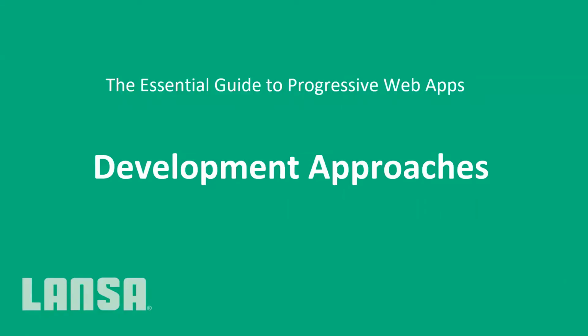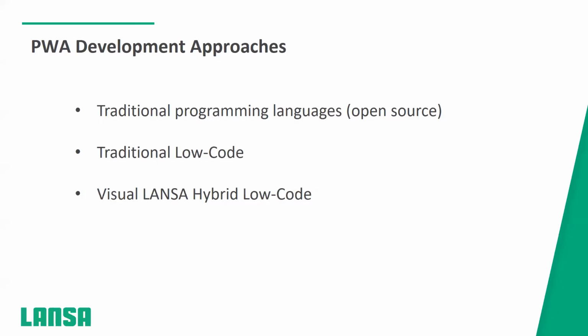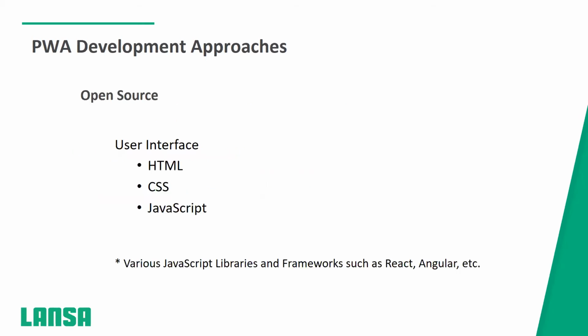Okay, so let's talk about some development approaches to progressive web apps. I really see three viable approaches: traditional programming using open source, traditional low code, and then using our visual LANSA hybrid low code. Progressive web apps are pretty much optimized websites. So you're going to develop the user interface on a progressive web app the exact same way you would a web page. You're going to use HTML, CSS, and JavaScript. All the libraries and frameworks for JavaScript, you'll be able to use them for progressive web apps. So that part doesn't change.